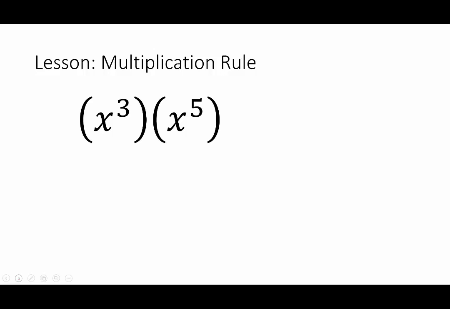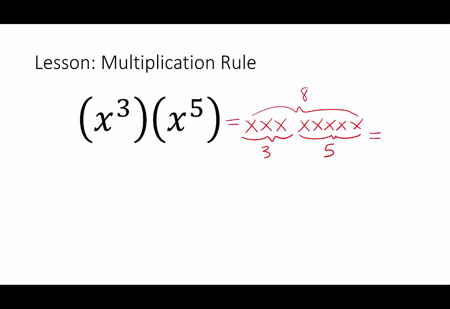Okay, so today we're going to learn about the multiplication rule. Let's start by looking at this example. We have x to the third power times x to the fifth power. So let's write that out and expand it. That is the same as x times x times x times x times x times x times x times x, where here there are 3 x's and here there are 5 x's. When we multiply them, all together we have 8 x's. So this is x raised to the 8th power.